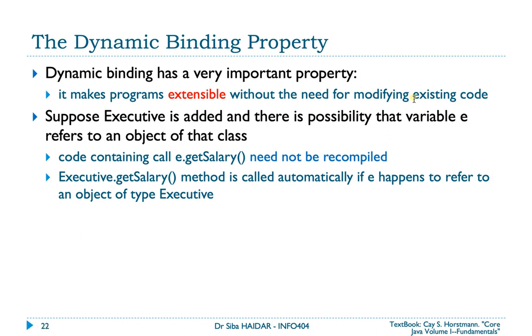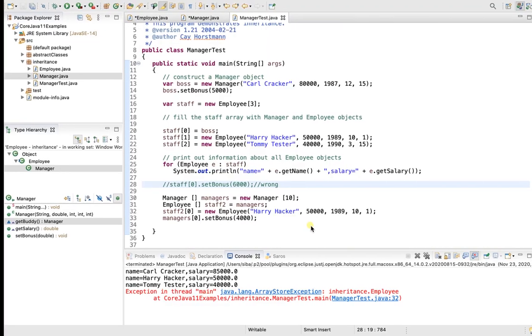What happens? Since it is the virtual machine's job to invoke the correct method, to do the dynamic binding, the code containing a call to e.getSalary need not be recompiled. The executive.getSalary method is called automatically if e happens to refer to an object of type executive.